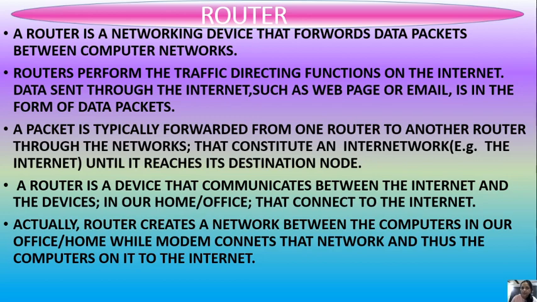A router is a device that communicates between the internet and the devices in our home or office that connect to the internet. The last point is that a router creates a network between the computers in our office or home, while a modem connects that network, and thus the computers on it, to the internet. Here one point is given: the router creates a network and the modem connects that network. So this is the difference.